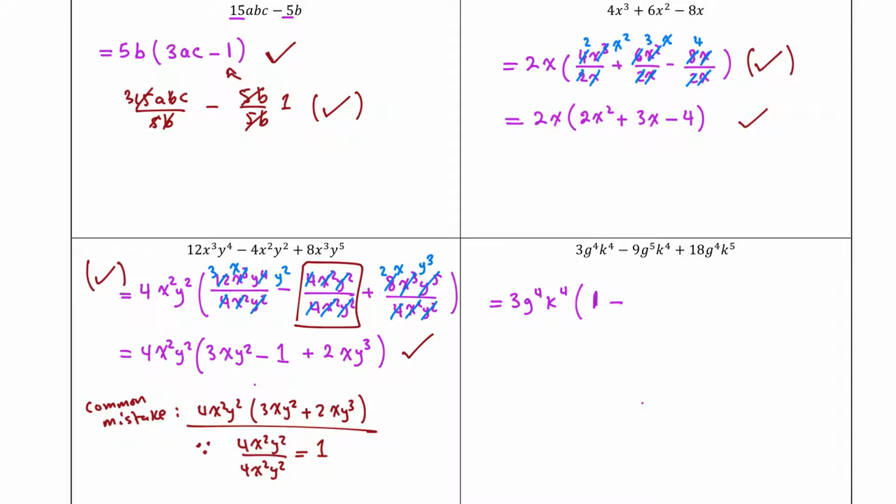So I'm left with 3g to the 1, or just g, and k to the 4 and k to the 4, when they divide out, they're the same number. Dividing by itself just means 1, so I don't have to write it out. Plus 18 divided by 3, so 18 divided by 3 will give me 6. G to the 4 divided by g to the 4, same thing divided by same thing, will give me 1. And k to the 5 divided by k to the 4 will give me k to the 1. So I'm left with 6k as my final answer here.